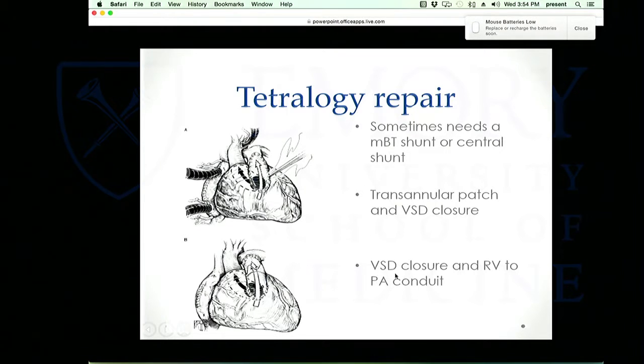And then you might also see that VSD patch closure and then an RV to PA conduit if they needed it. If they get an RV to PA conduit, as we talked about in some of the earlier lectures, they will need more surgeries going forward because they're going to outgrow that RV to PA conduit.